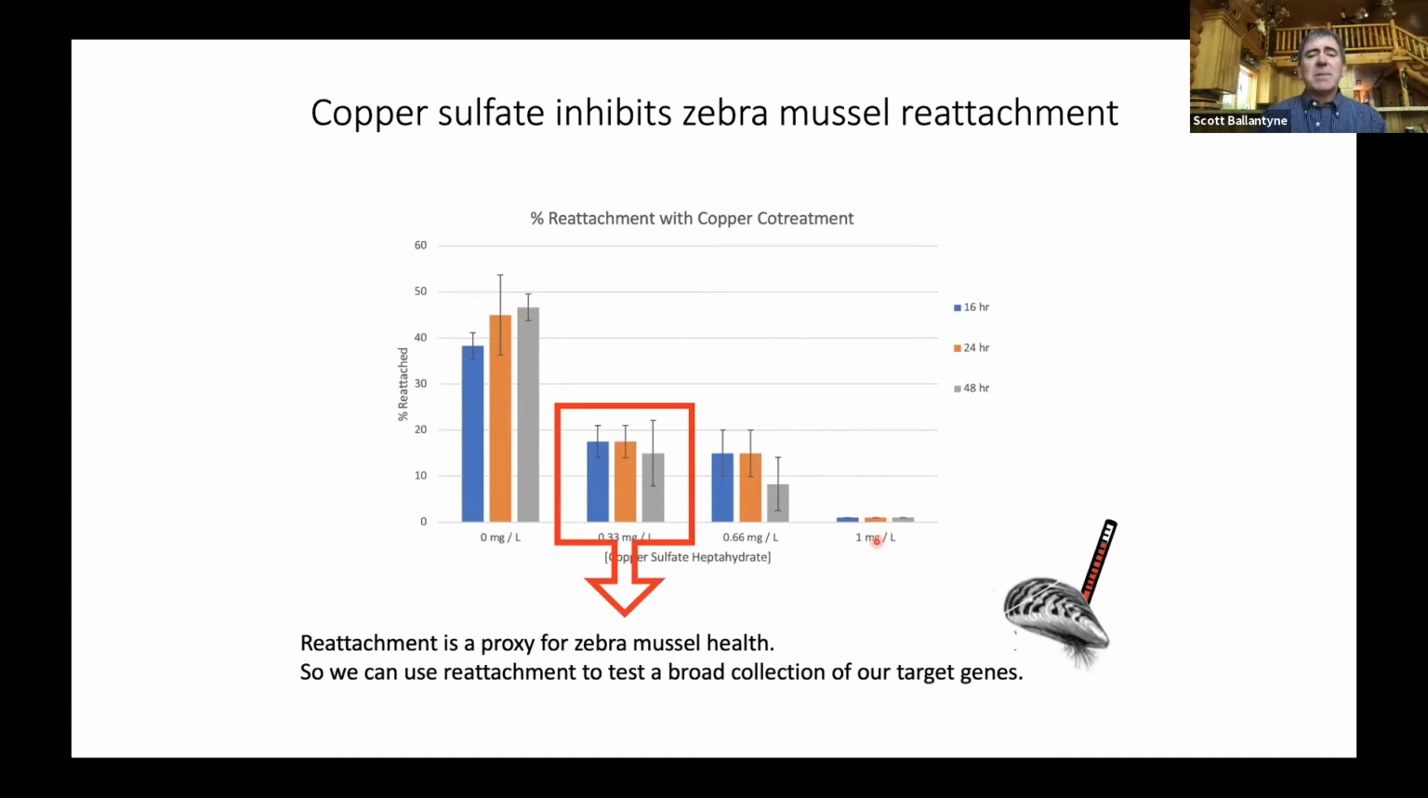So I was pretty excited by this result. To me, it says that reattachment is indeed a proxy for zebra mussel health. And the reason that's important is initially I thought this little test would be useful for testing those genes that are directly involved in attachment, like the Bissell genes. But this result, I think, argues that maybe it's going to be a test that could be useful in a broader way to test a lot of our genes that are involved indirectly in attachment, but directly perhaps in muscle health.